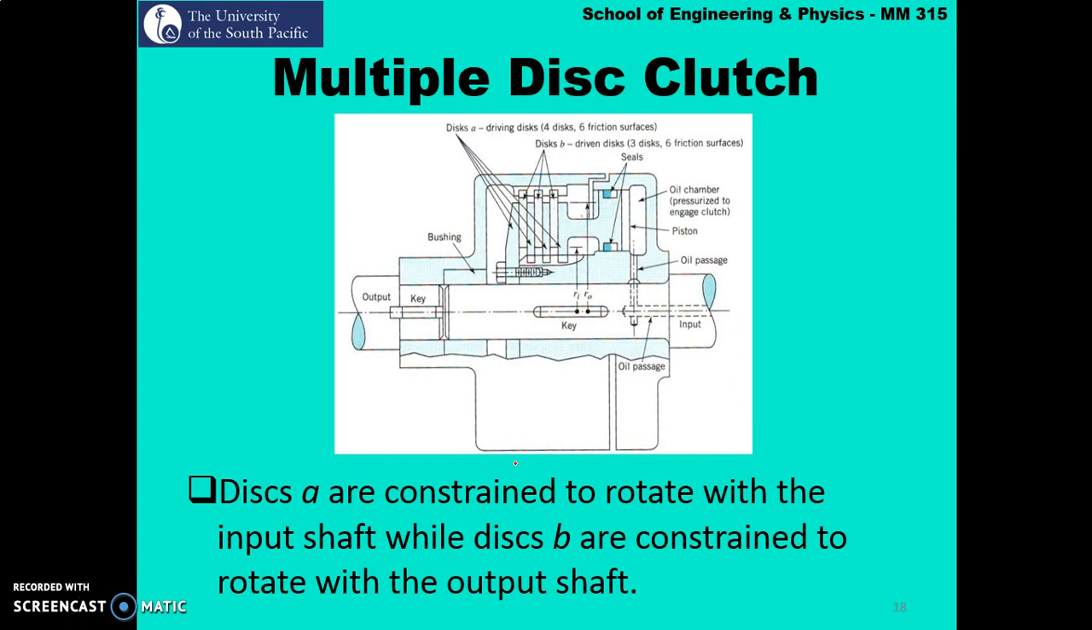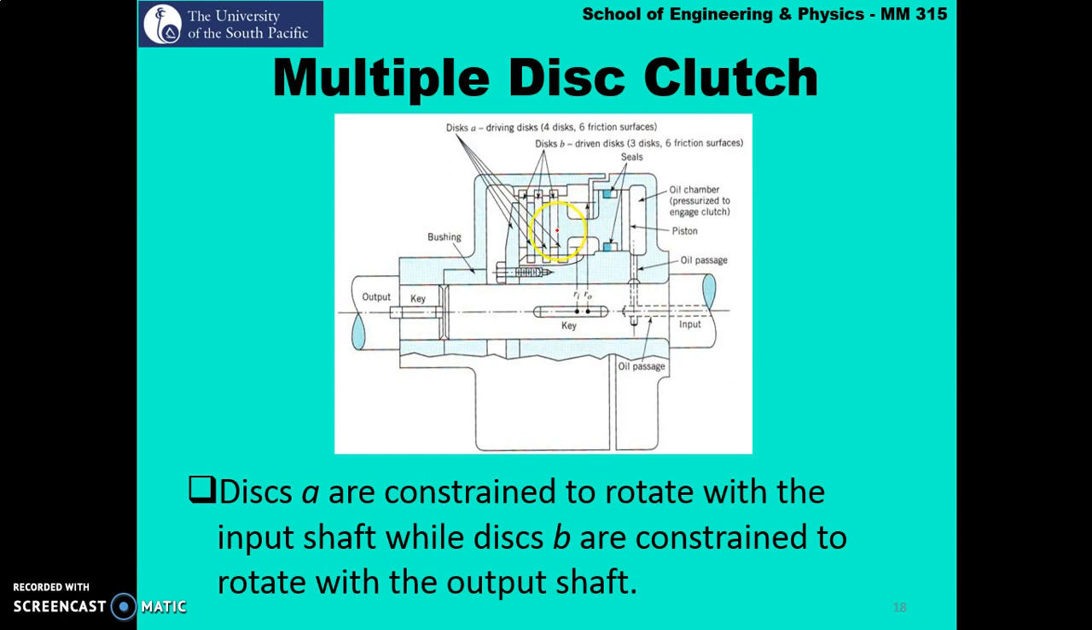What generally happens is we will look at why multiple disc clutches are used and maybe look at a simple example. In this diagram you'll see that you've got multiple discs that are part of the driving shaft as well as the driven shaft. Discs A are constrained to rotate with the input shaft. So these are your disc A over here: 1, 2, 3 and 4, and discs B are constrained to rotate with the output shaft or the driven shaft.